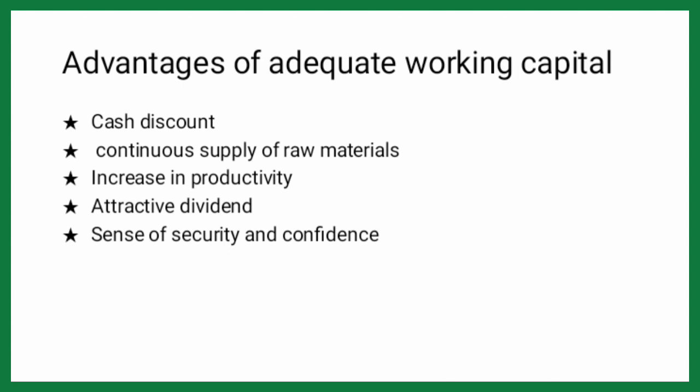So here are some advantages. Cash discount: the business can avail the advantage of cash discount by paying cash while purchasing raw materials. The next one is continuous supply of raw materials. If the firm has adequate working capital, there will be a regular supply of raw materials without any delay. And increase in productivity, if the management maintains proper current assets and fixed assets, so there will be an increase in overall productivity. An attractive dividend also will be given to the shareholders if they have adequate working capital. And the last one is sense of security and confidence. Adequate working capital not only creates a sense of security and confidence among the business executives, but also among the customers, creditors, and business associates.